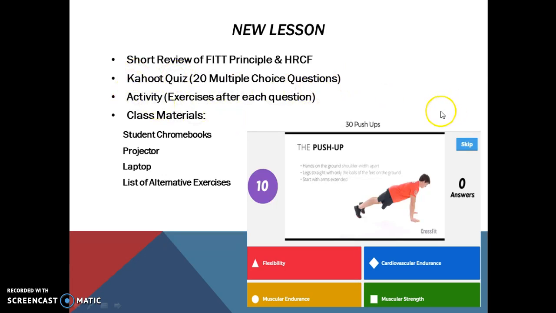And during that Kahoot quiz, after each question, I would have the students participate in different exercises associated with the given question. The different class materials that my students would need, they would obviously need their individual Chromebooks so they could participate in the Kahoot. I would need a projector to project the Kahoot quiz onto the gym wall, and then I'd need my laptop to control the Kahoot quiz. And I would have a list of different alternative exercises to help with modifications for my students.